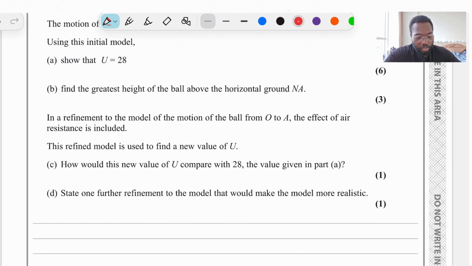So for part C, we have that in a refinement of the model of the motion of the ball from O to A, the effect of air resistance is included. This refined model is used to find a new value of U. How will this new value of U compare with 28, the value given in part A? So this new U value, okay, it would actually be greater than the 28 because it has to overcome the air resistance.